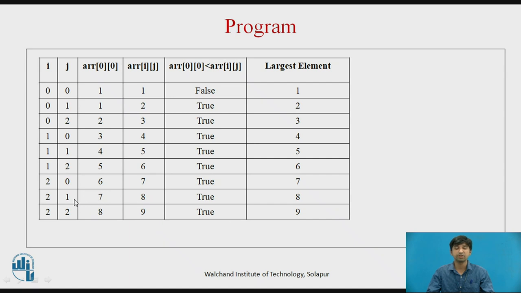Now again j will be incremented to 1, it means third row, second column element, which has a value called 8, and the last r of 0 0 was 7. 7 is less than 8, yes it's true, so the largest element is 8. Now again for the other condition, j will be incremented to 2, it means third row, third column element, which has a value called 9. And the last r of 0 0 was 8. 8 is less than 9, yes it is true, so the largest element is 9. This is how your program works for finding the largest element in the array.